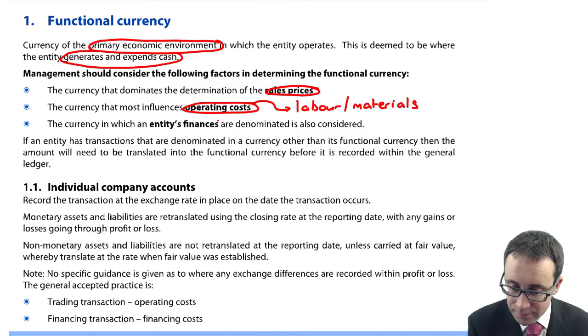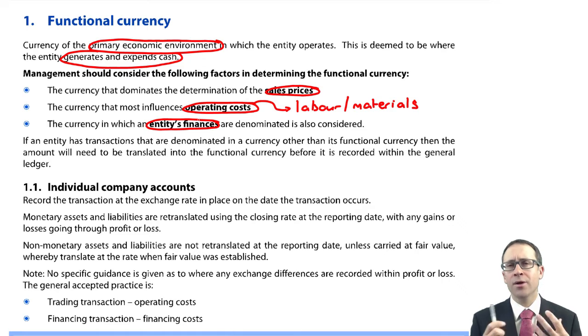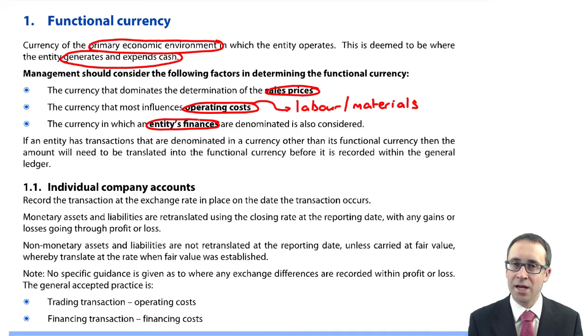Then you look at your entity's finances. If you raise finance in dollars, primarily to support payment of your overseas supplier for the raw materials, then again your functional currency looks more like the dollar as opposed to the local currency. So everything about your functional currency is driven by the primary economic environment where you operate. That is determined by where you generate and where you expend cash. Cash generation is about your sales prices and your finance, and where you expend cash is your operating costs, being your labour and materials.